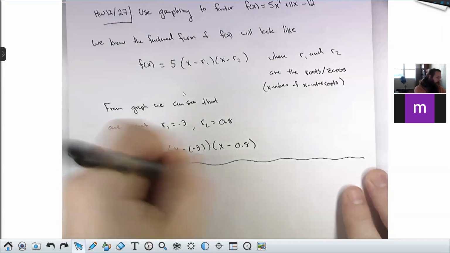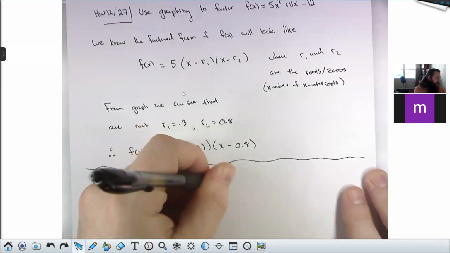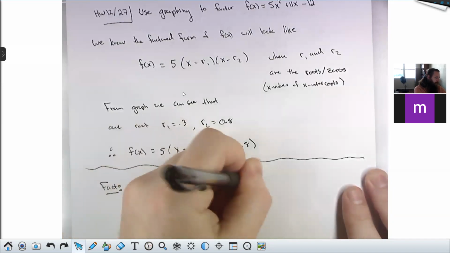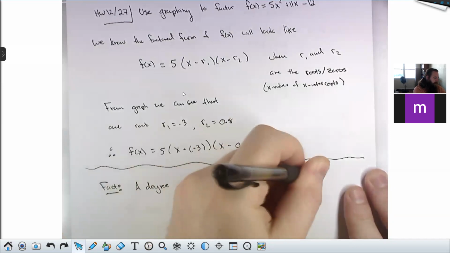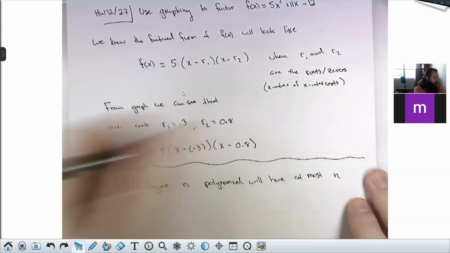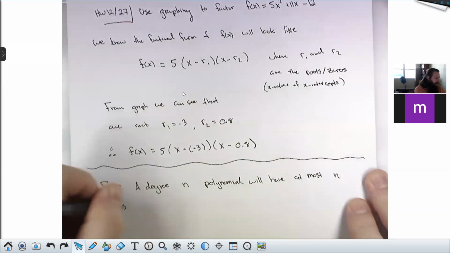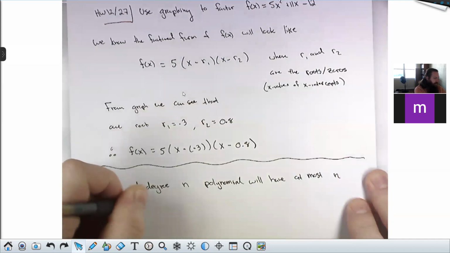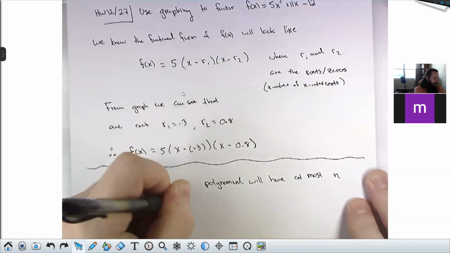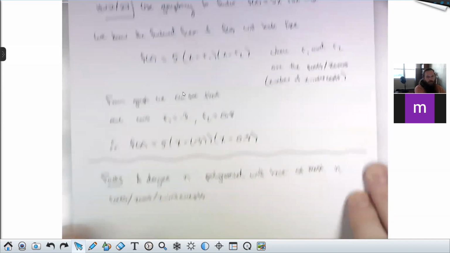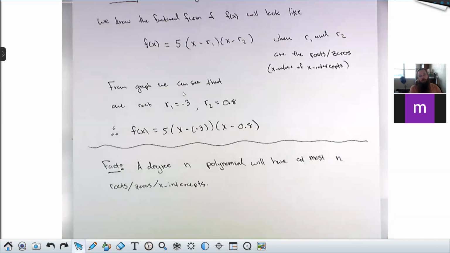A degree n polynomial will have at most n roots or zeros, x-intercepts, whatever you want to call them. So if you're trying to figure out what is the maximal degree or the minimal degree of a polynomial based on its graph, you can count the x-intercepts.